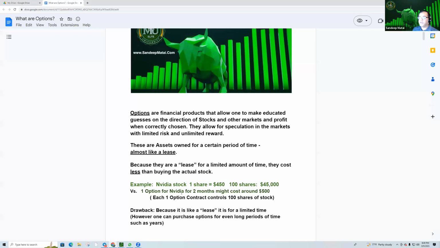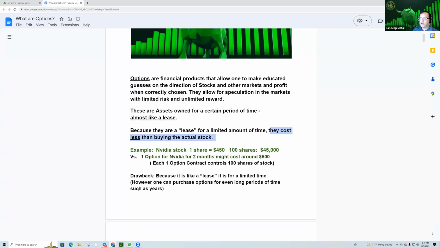So that is the beauty, they're for a limited time. That's one drawback, but you have many options in that as well. They cost less than buying the actual stock. Okay, let's talk about that. For example, if I wanted to buy NVIDIA, which is a great stock right now, one share is roughly $450, okay?